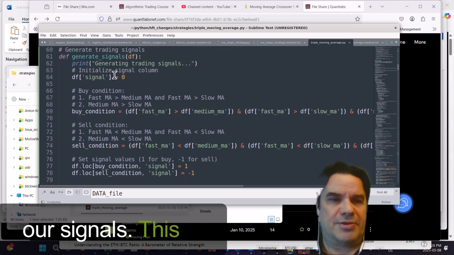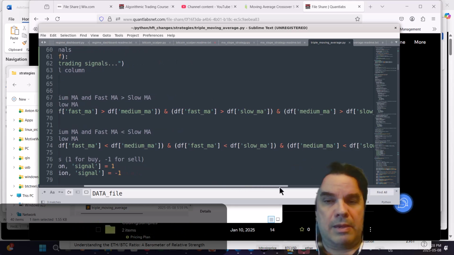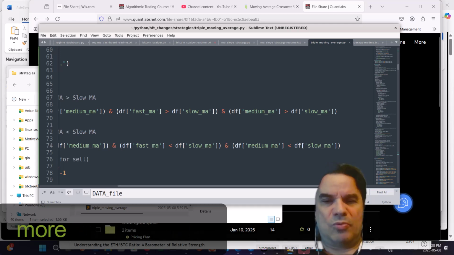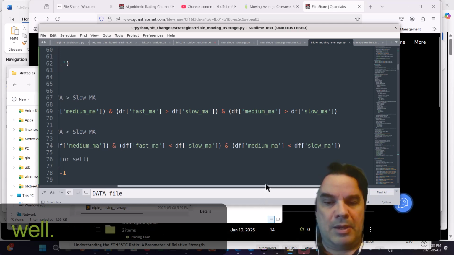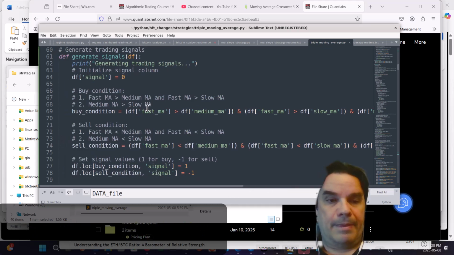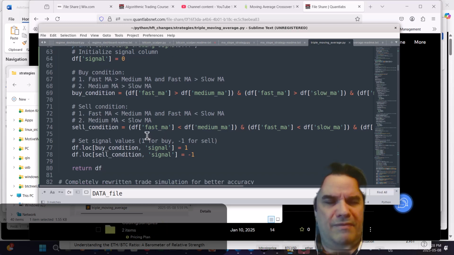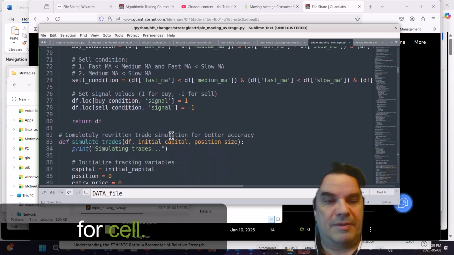So here we generate our signals as the data comes in. We have a buy condition if our fast moving average is greater than the medium moving average, and the fast moving average is greater than the slow, and the medium is more than the slow moving average as well. The opposite would happen on the sell. So those are the conditions that have to be met. We generate a signal, a buy or a sell: 1 for buy, -1 for sell.